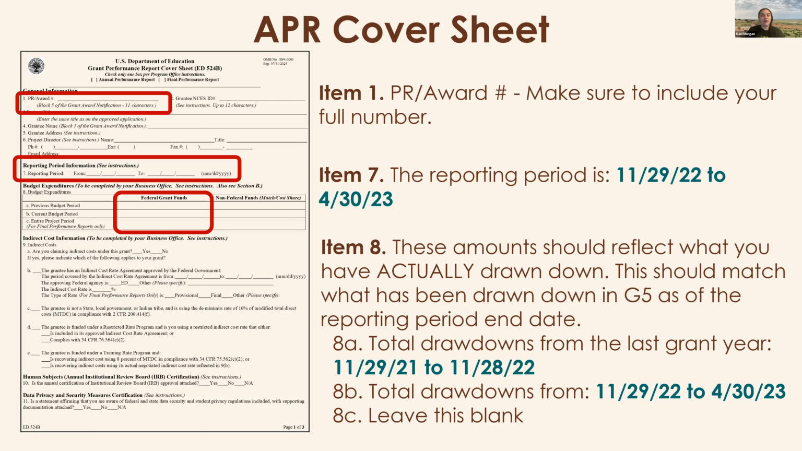And then in item 8, the amounts should reflect what you have actually drawn down. So what you put in item 8 for your budget periods contained in the APR should also match what has been drawn down in G5 as of the reporting period end date. So remember that reporting period end date is 4/30/23. You'll see for 8A, you'll have total drawdowns from the last grant year. So that would be from 11/29/21 to 11/28/22. So that would be from the full previous grant year. And then in 8B, you'll have total drawdowns from 11/29/22 to 4/30/23. And then 8C, you will leave blank.